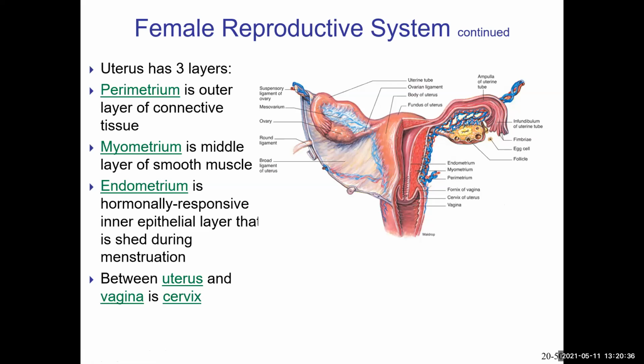The functional layer and the basal layer. The basal layer is the inner layer of the endometrium, and the functional layer is the layer towards the lumen of the uterine cavity. This is the functional layer, which is lost every month. Okay, so this is pretty much the anatomy of the female reproductive structure inside.